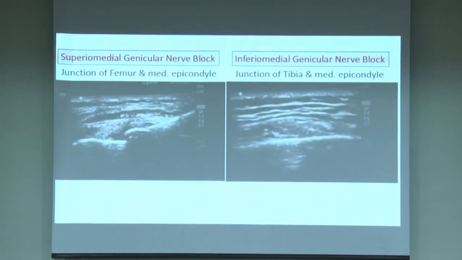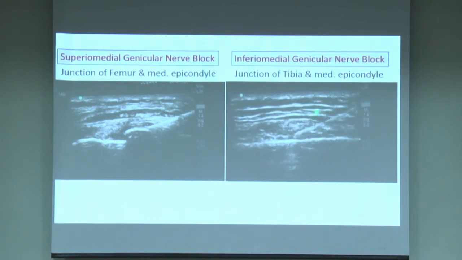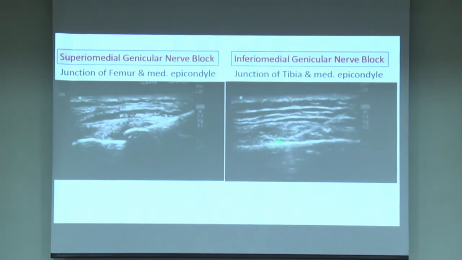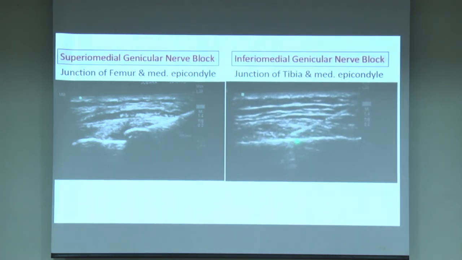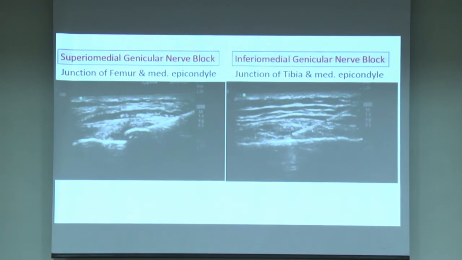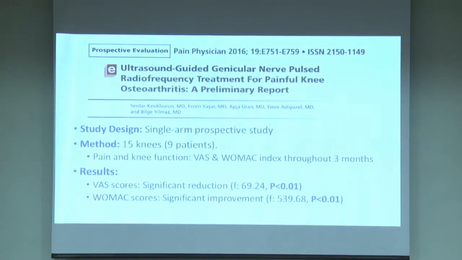Similarly, for the inframedial genicular nerve, you need to bring the needle close to the arterial pulsations which you have picked up, deposit the local anesthetic just near to the artery, and you will be able to block this inframedial genicular nerve. So all you need to pick up is the arterial pulsations and deposit the local anesthetics near to that. 3 injections done in this way does a lot of good.